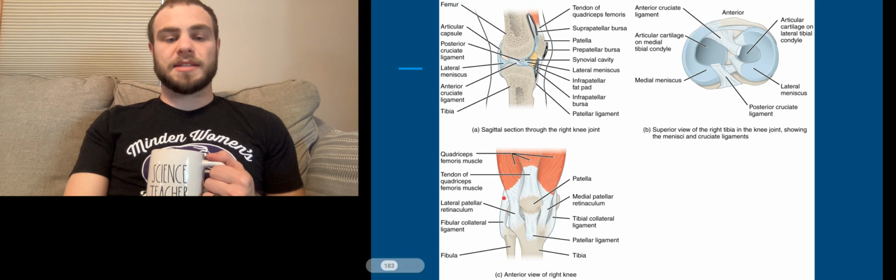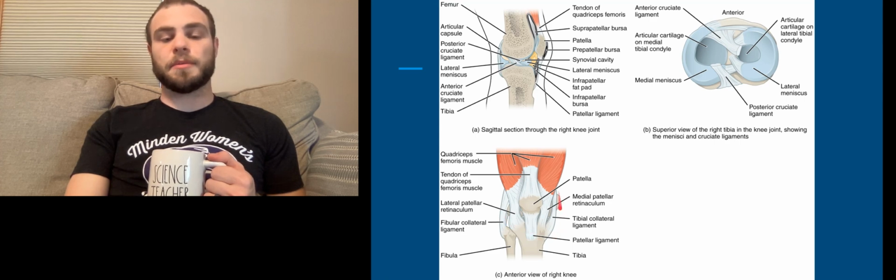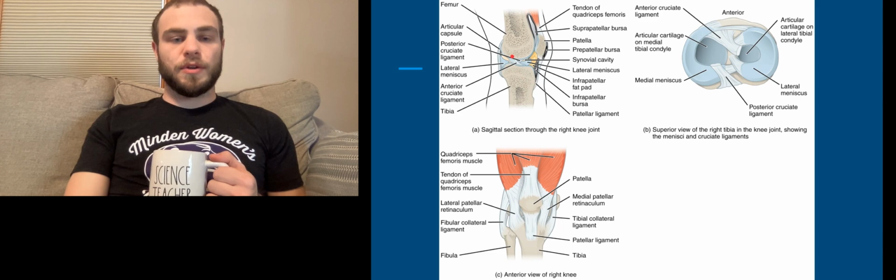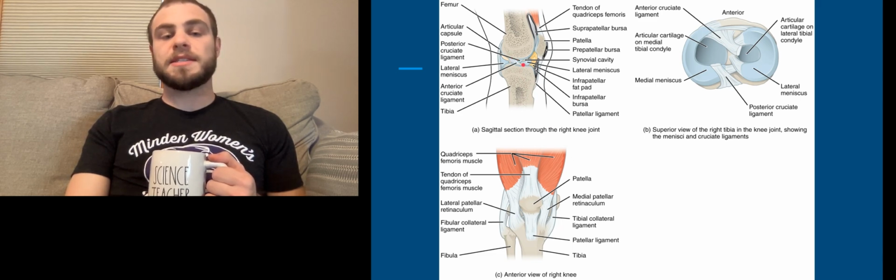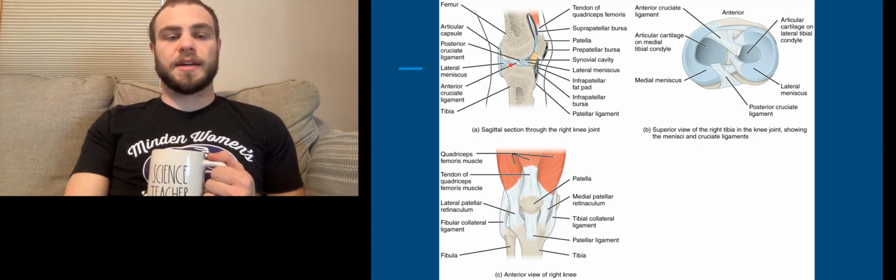We'll start here. You can see that lateral collateral ligament and the medial collateral ligament here. They're also named for the bones that they're attached to. So you have the fibular collateral ligament, which is also known as the LCL, and the tibial collateral ligament, which is your MCL. And in here, you can see the anterior cruciate ligament is going to attach on the anterior side, and then your posterior cruciate ligament is going to be attaching on the posterior side.